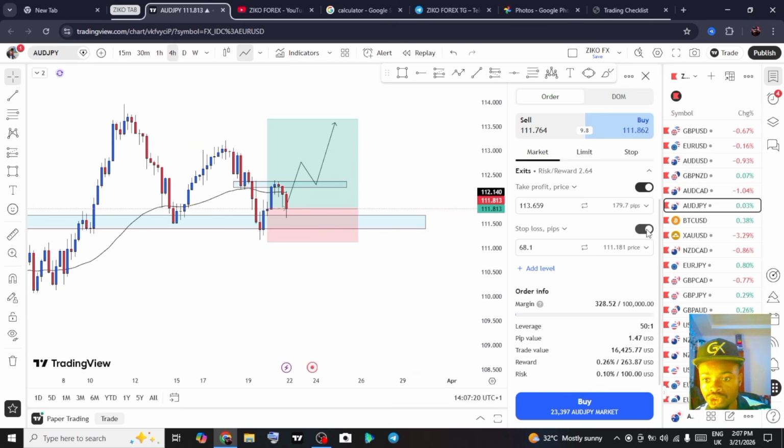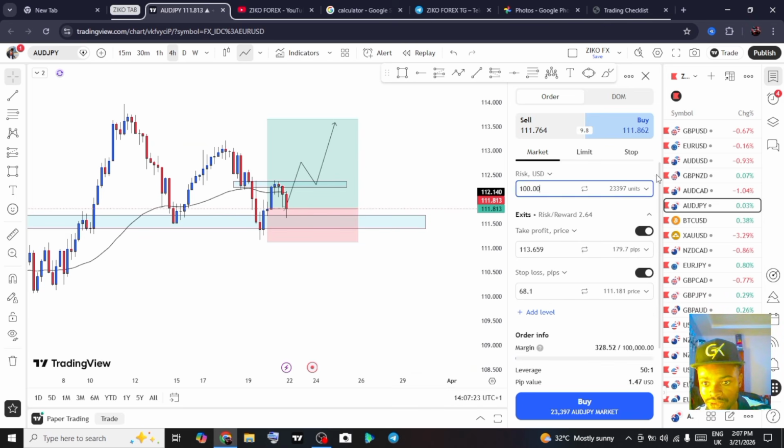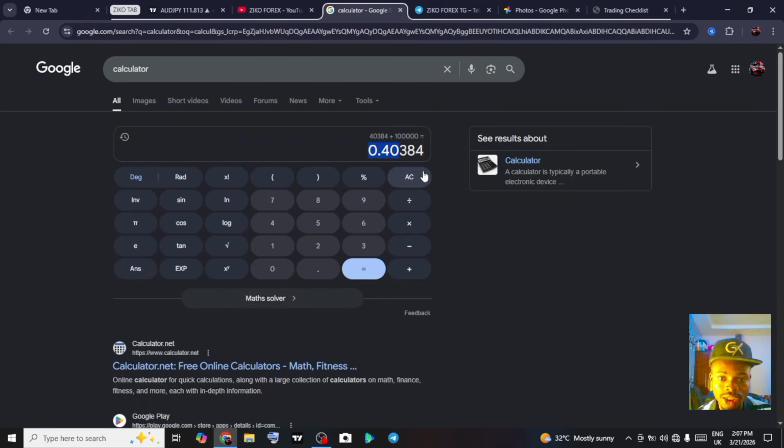Now your units, that is your lot size. So let me show you exactly how to calculate it. You just write your units on your calculator. So this is 23397, right? Let me show you. So you just come to the calculator and just do 23397, then you just divide by 100,000. So any number you ever get on the units, just write it here and then you divide it by 100,000, right?